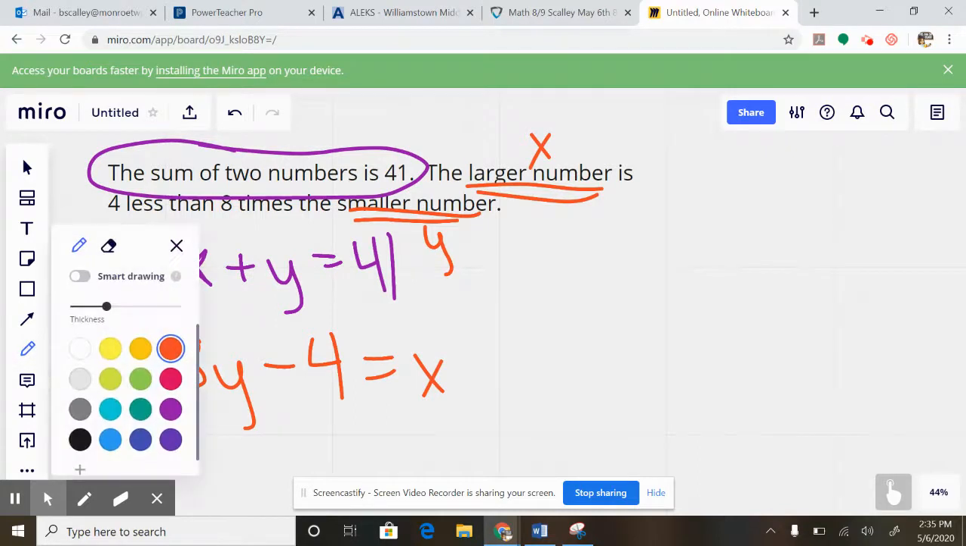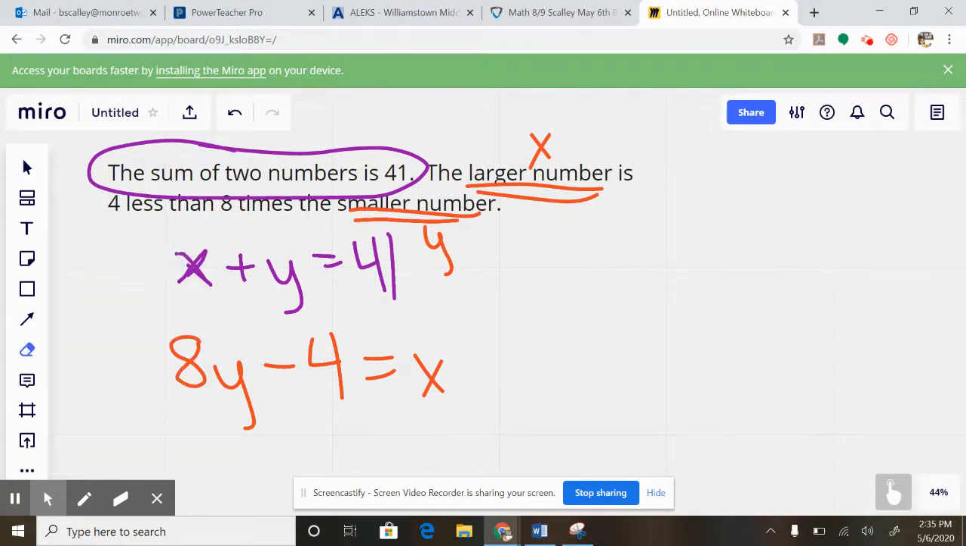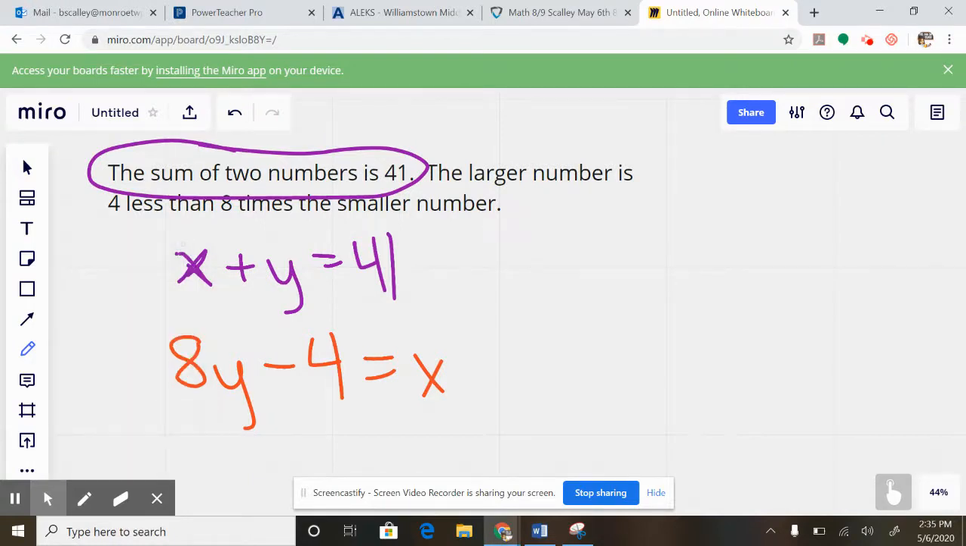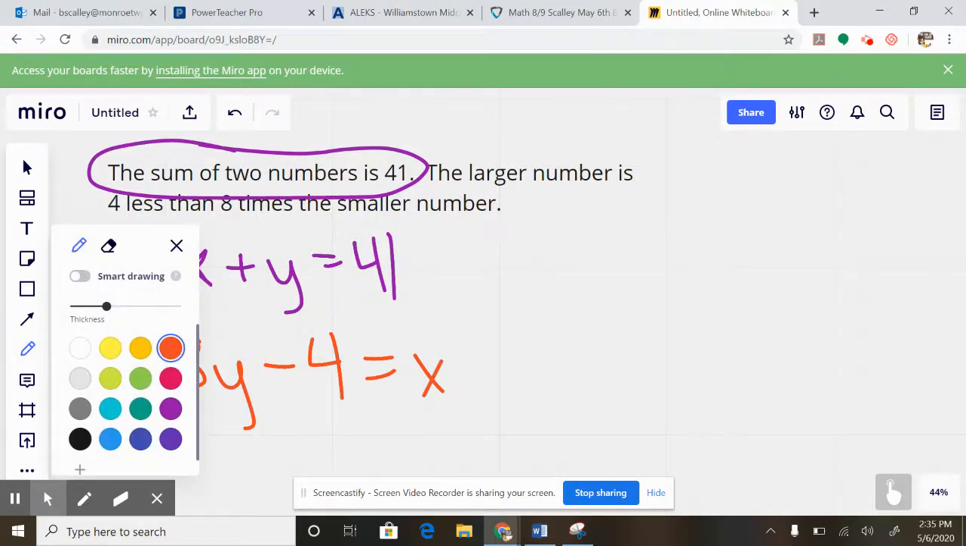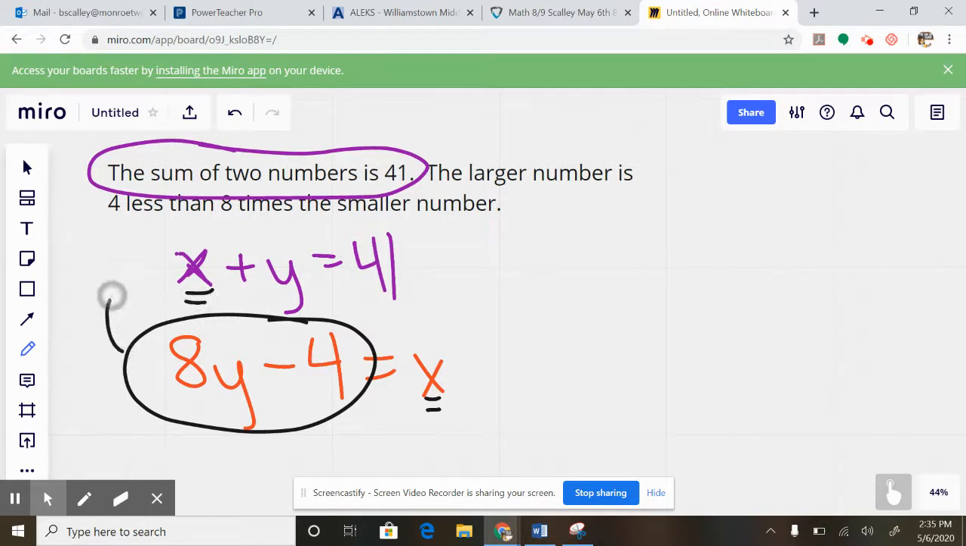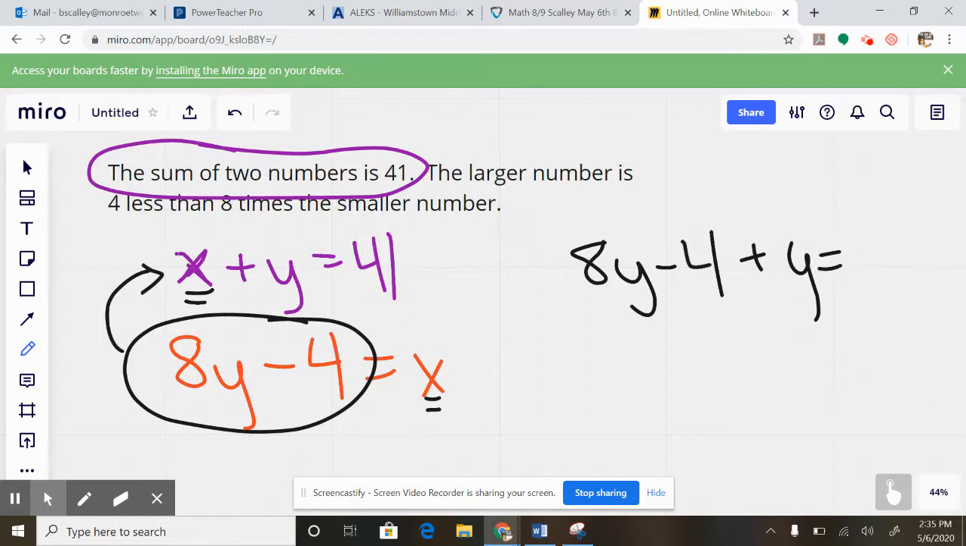So I have my two equations. I'm just going to erase those to get them out of the way. So now, again, I can use any method I want in order to solve this problem. I'm going to stick with substitution because I keep seeing these variables on their own. So I see that this x is 8y minus 4, and so I can plug it in for this x right here and rewrite that top equation to say 8y minus 4 plus y equals 41.